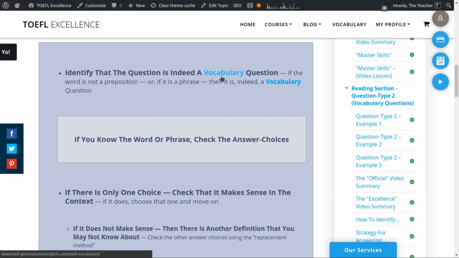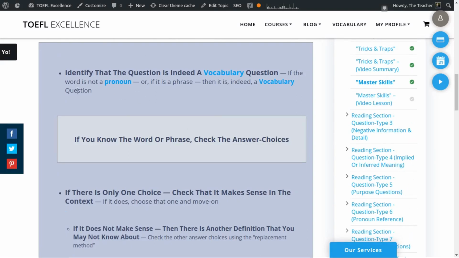So when you look at the word that's highlighted, if it is a pronoun that's highlighted, then it is not a vocabulary question. So if the word is not a pronoun, or if the highlighted word or phrase is a phrase instead of just a single word, then it is a vocabulary question, and then you need to go to finding the definition rather than trying to figure out which pronoun it fits with.